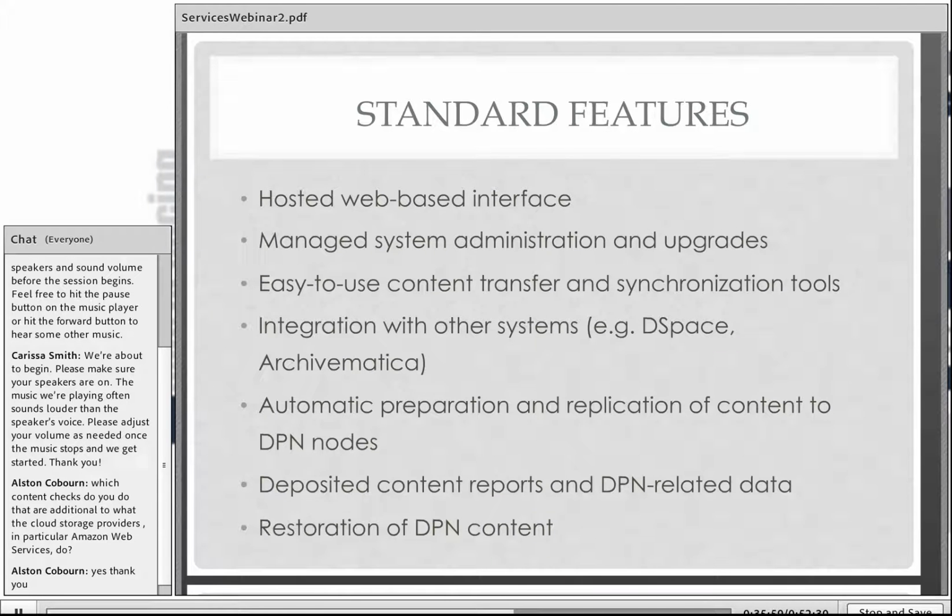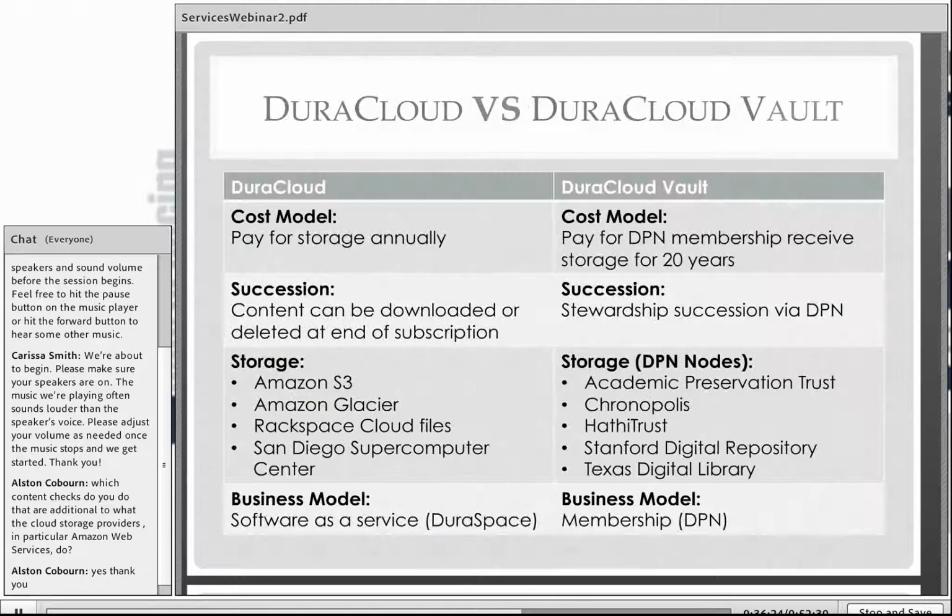nodes. Within the DuraCloud Vault interface itself, there will be deposited content reports and other Deepen-related data that's still being determined. And also through this same interface, you will have access to request restores of your Deepen materials. Again, the entire flow of content into and request for restores will happen all through the DuraCloud Vault interface. So that's really one of the major distinctions between DuraCloud and DuraCloud Vault.